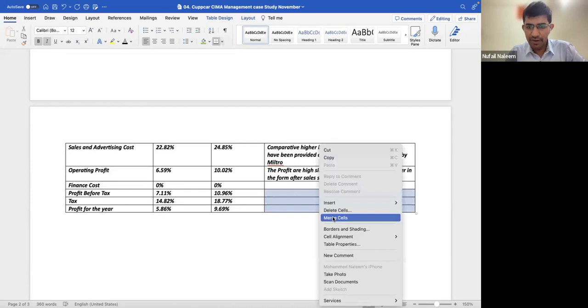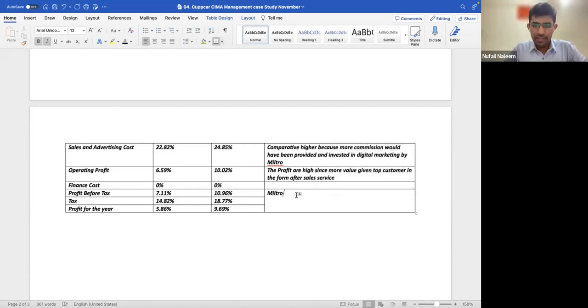A profit before tax, and if you see all these things, I can just write down, Miltro is performing better than the other company, that is Cuppcarr. Reason may be better, but students, if I'm not mistaken, service value additions. Are you clear with that point of view, students? Can I quickly get a confirmation from you all in the chat box, students, if you are clear?